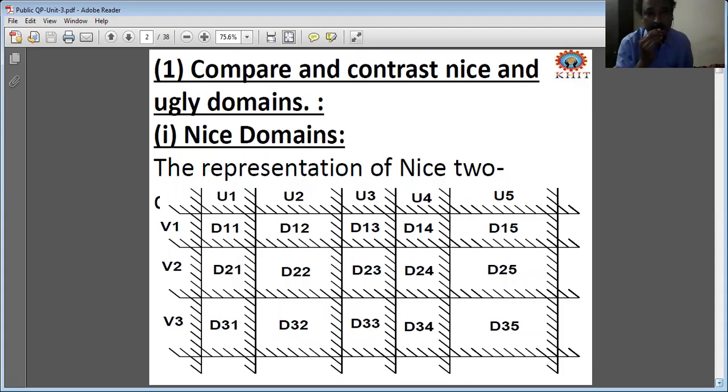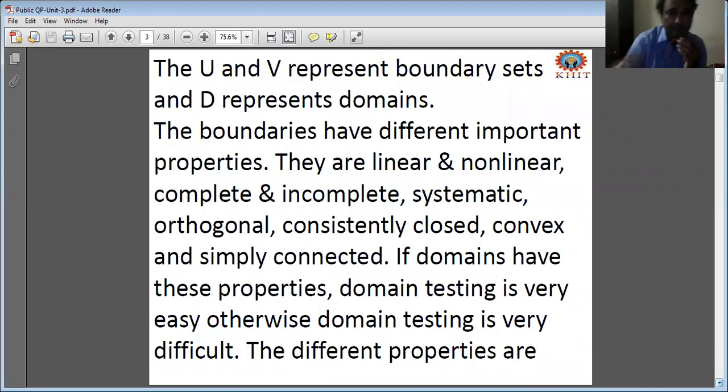So the most important question is: compare and contrast nice and ugly domains. What is a nice domain? The representation of nice two-dimensional domains is shown in the following figure. Here U and V represent boundary sets and D represents domains. The boundaries have different important properties.